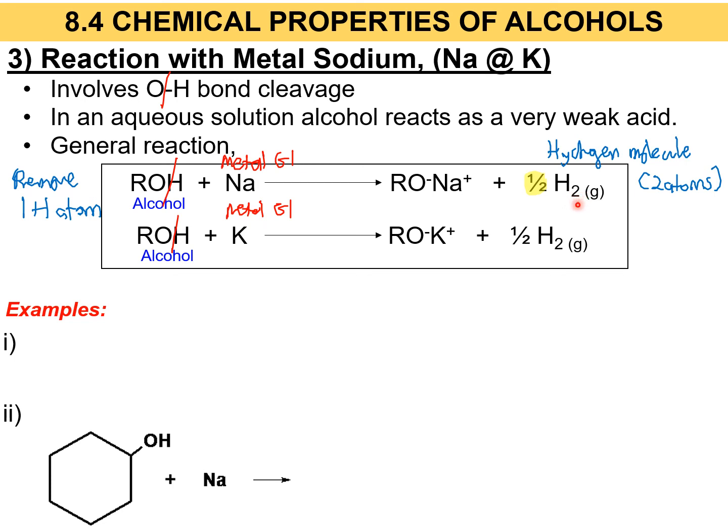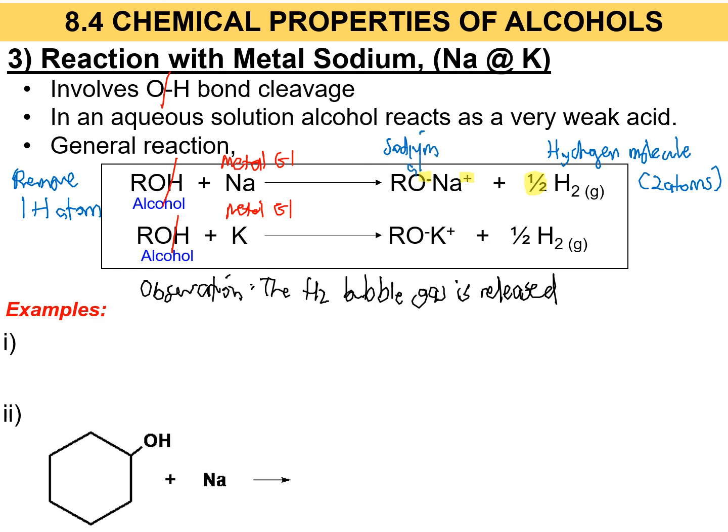Okay, so the observation that you can say here is actually, observation yang you boleh cakap ialah the hydrogen bubble gas is released. Okay, and what about dia punya main product? Main product dia, after you dah dissociate the hydrogen ni, you akan dekatkan alkoxide ni dengan sodium metal. Jadinya RO ni akan jadi O minus. Okay, dia akan jadi O minus, Na akan jadi Na plus. So this is nama dia, nama general dia lah actually sodium alkoxide. Okay, sodium alkoxide.